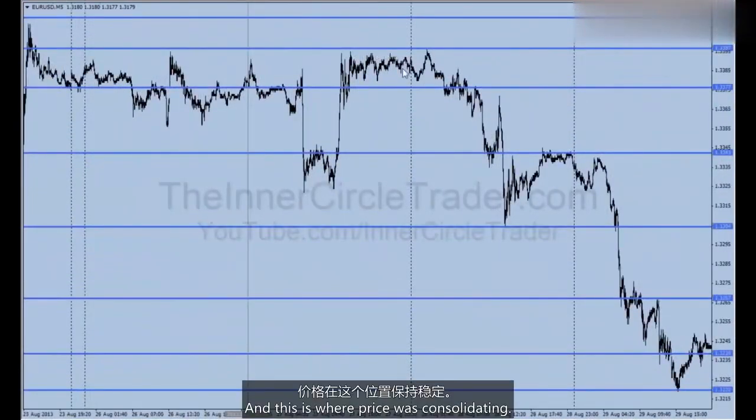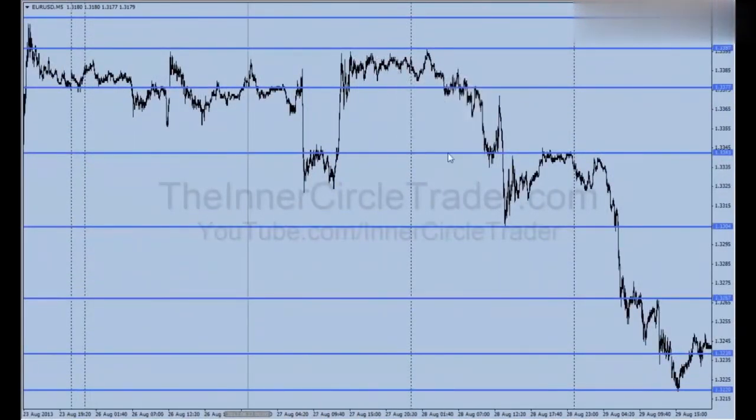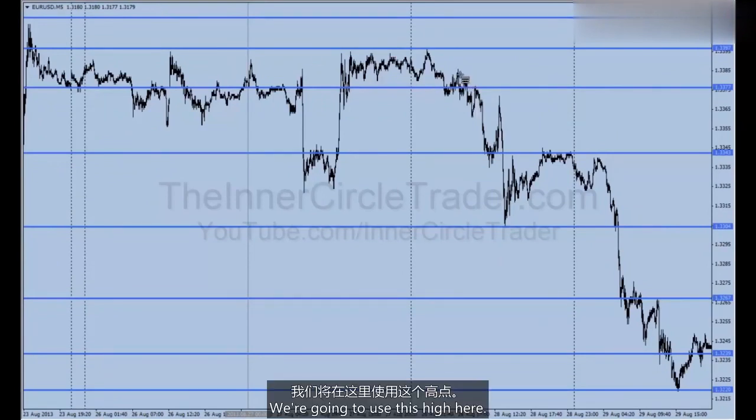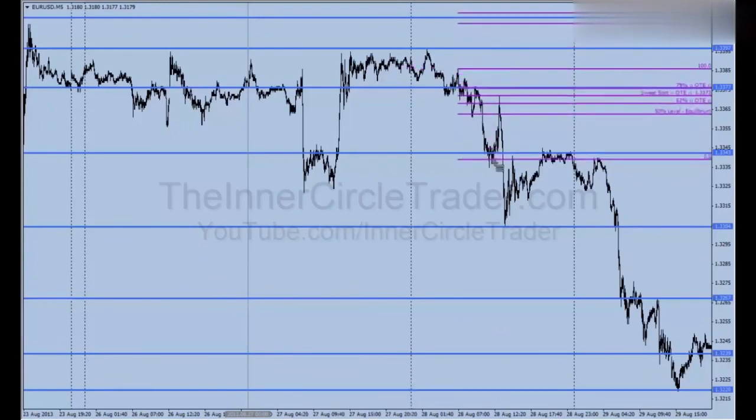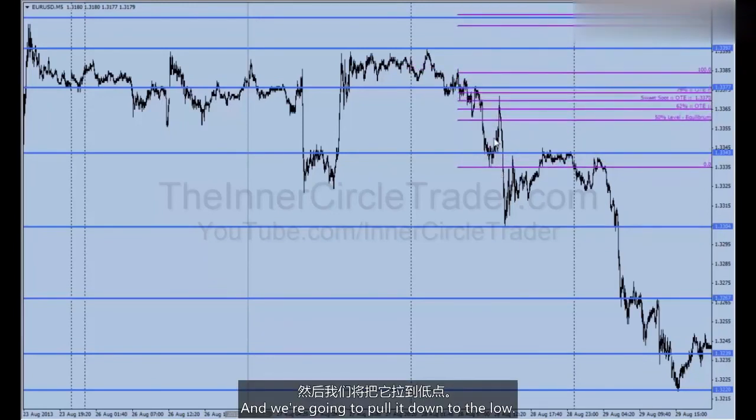And this is where price was consolidating all around that area. And price breaks down here, then rallies up. We have an old high here, an old high here, and an old high here. Watch what we do here. We're going to use this high here. This is 7 GMT. This is essentially the beginning of the European session. And we're going to pull it down to the low prior to that rally up. Goes right to the sweet spot.